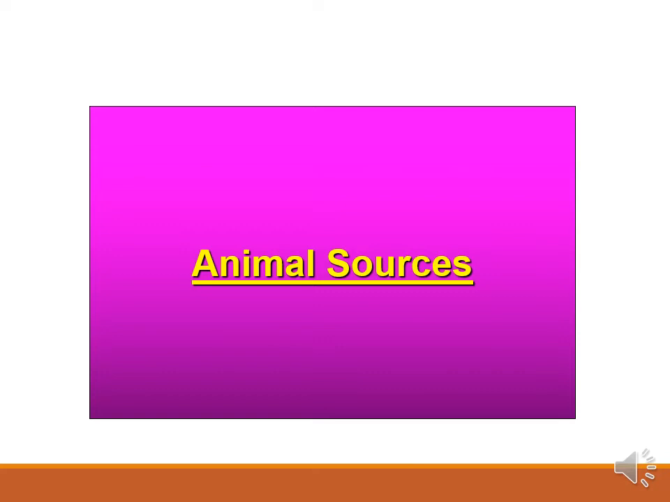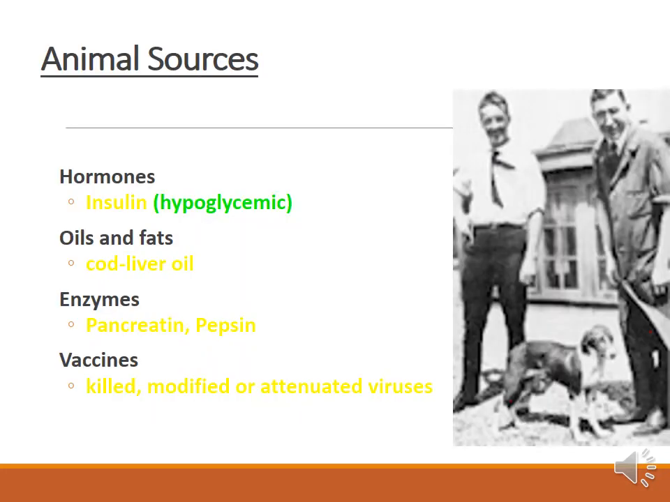Now coming towards animal sources, different hormones are used. Or proteins, basically, I want to say proteins, oils, and fats are used as animal sources to produce drugs such as hormones, insulin. Oils and fats are used, such as cod liver oil for different conditions. Enzymes are being used. Vaccines are being used. These are all actually animal sources.